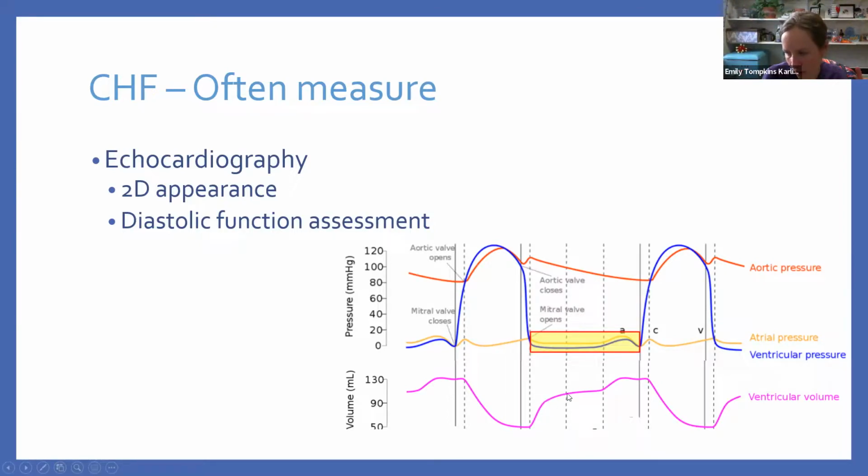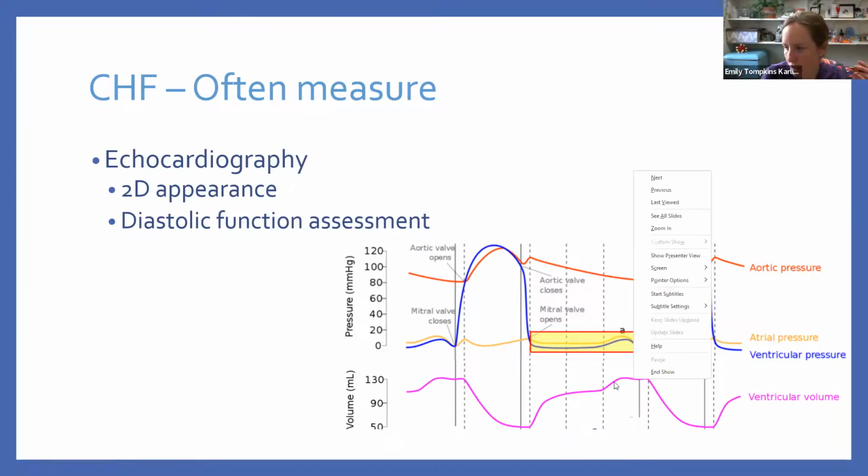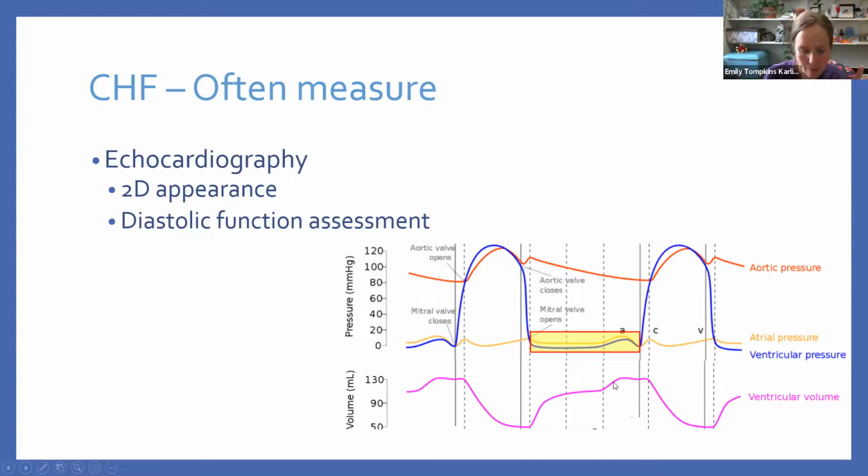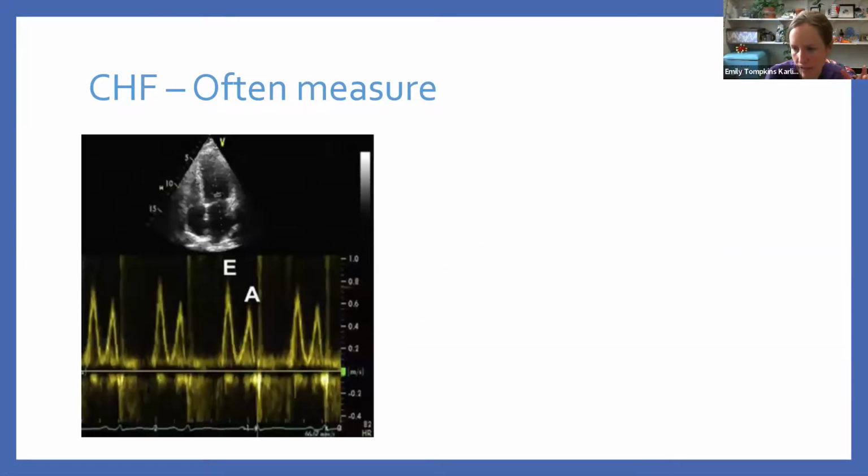So that's early rapid filling. And then it plateaus off, fills a little bit slower during diastasis. And then there's this extra little bump here with atrial contraction at the end. And so we actually can see different things happening on echo during those different phases.